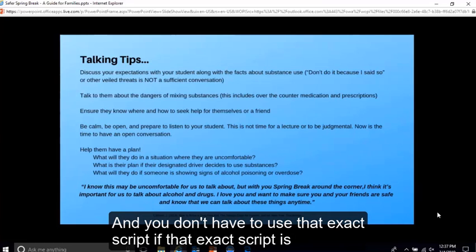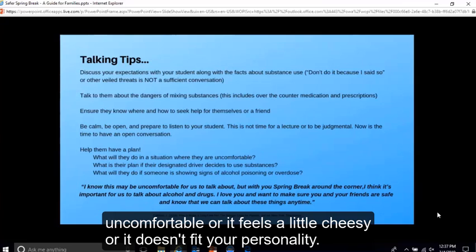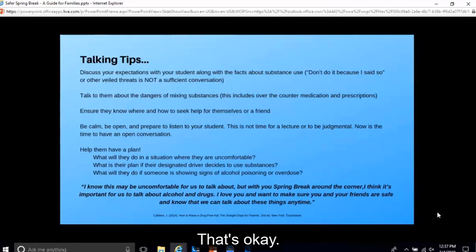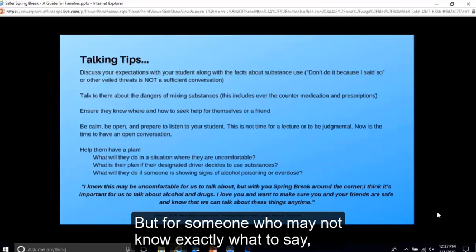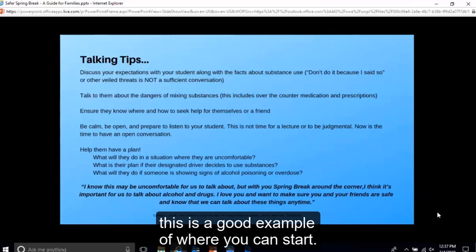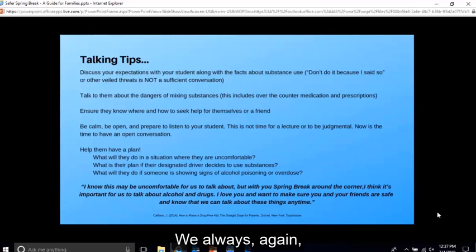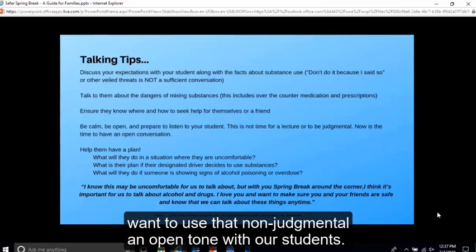And you don't have to use that exact script. If that exact script is uncomfortable or it feels a little cheesy or doesn't fit your personality, that's okay. But for someone who may not know exactly what to say, this is a good example of where you can start. We always, again, want to use that non-judgmental and open tone with our students.